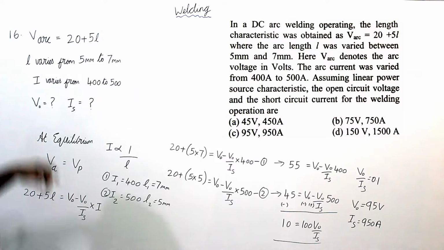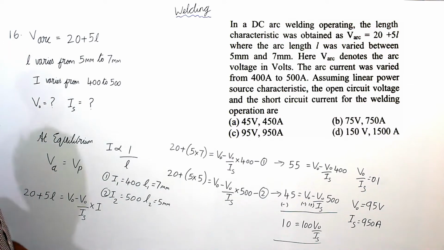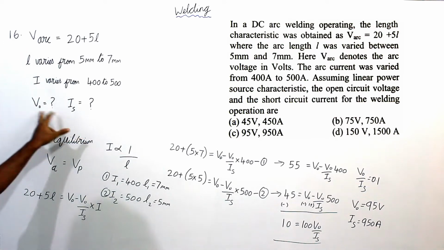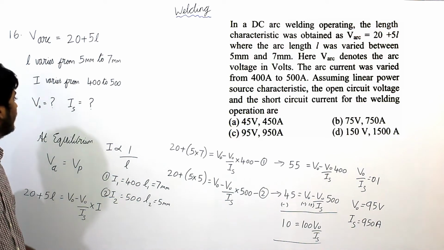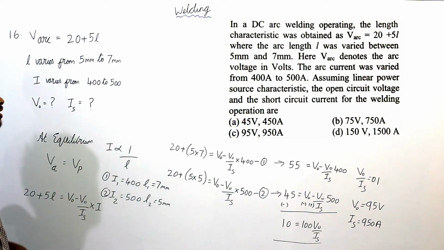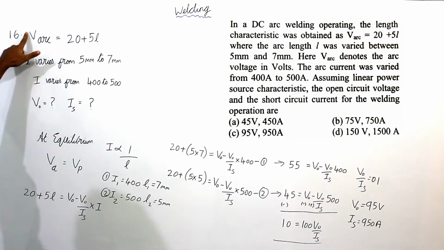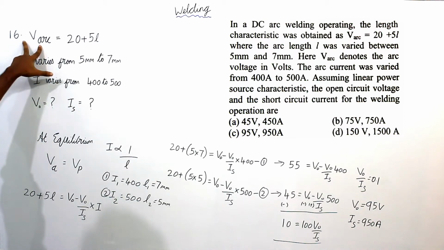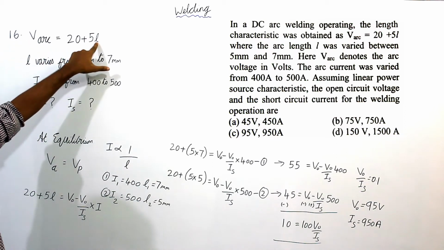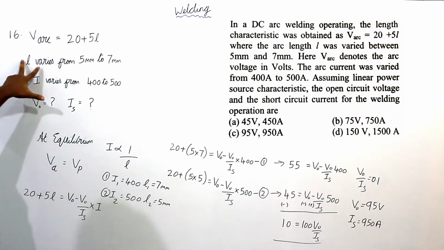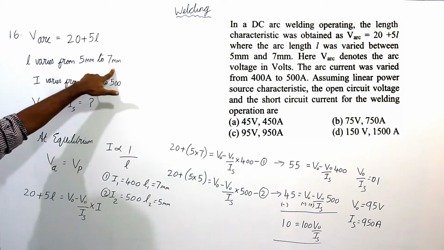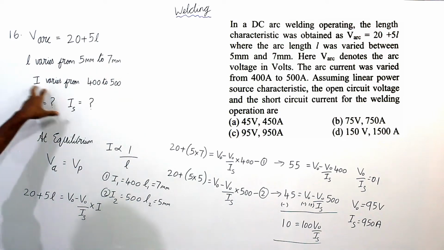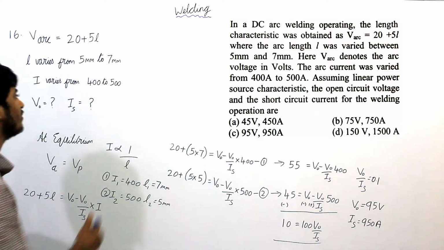Under the welding process, the 16th problem asks us to find V0 and IS. V0 is the open circuit voltage and IS is the short circuit current. These are the given data. V arc is given as 20 plus 5L, where L is arc length. Arc length varies from 5 mm to 7 mm and the I value varies from 400 to 500 amps.